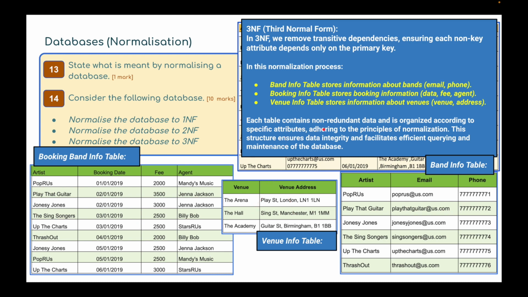Each table contains non-redundant data and is organized according to specific attributes, adhering to the principle of normalization. This structure ensures data integrity and facilitates efficient querying and maintenance of the database. So basically splitting it into its lowest common form, if you think of it like maths. And that's for 10 marks.